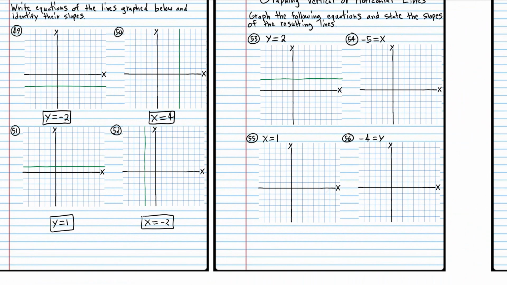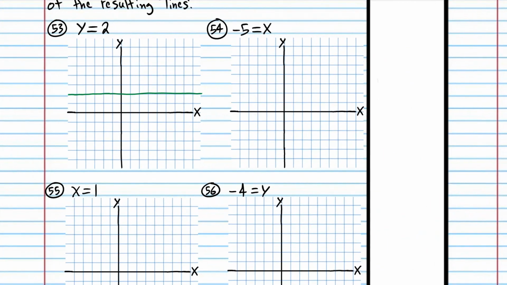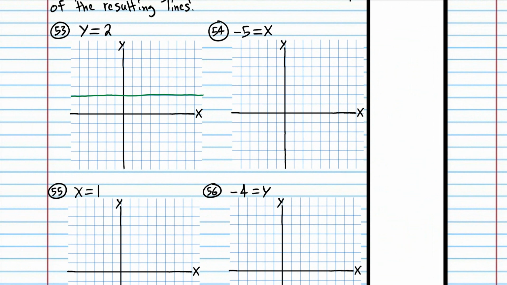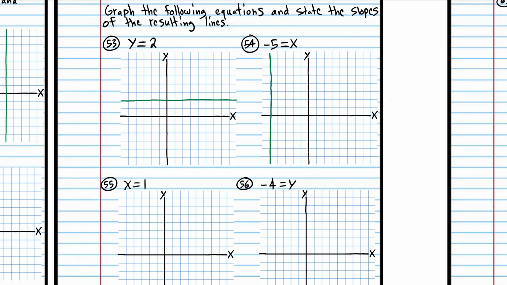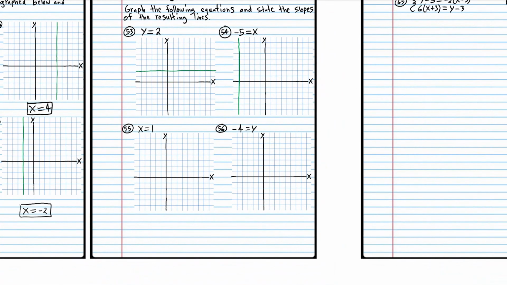So that was pretty easy. And x is equal to -5. So 1, 2, 3, 4, 5. That would be out here. That's pretty easy. And so why don't you try numbers 55 and 56, and when you come back, we'll do them together.